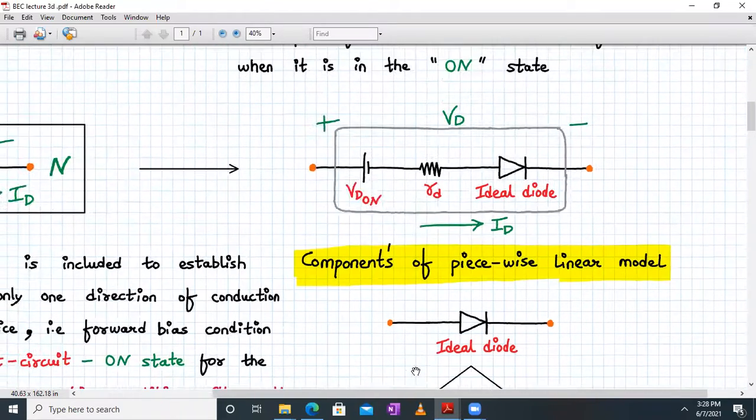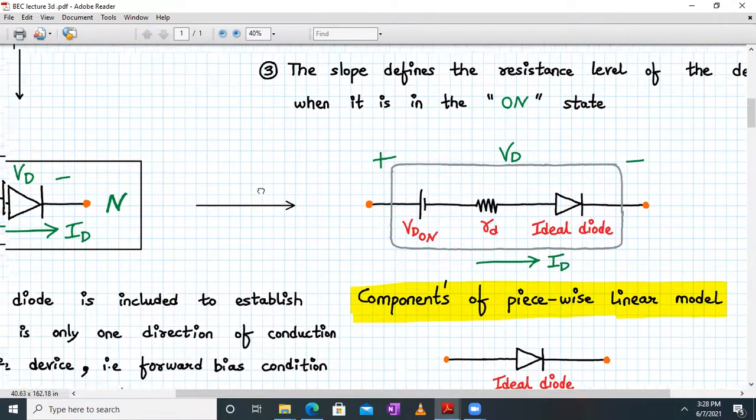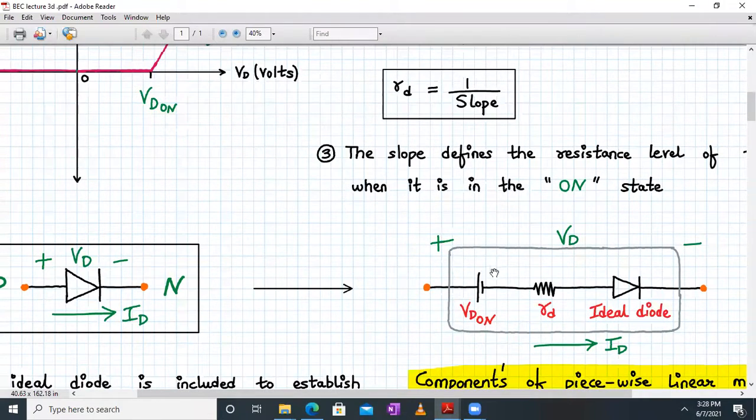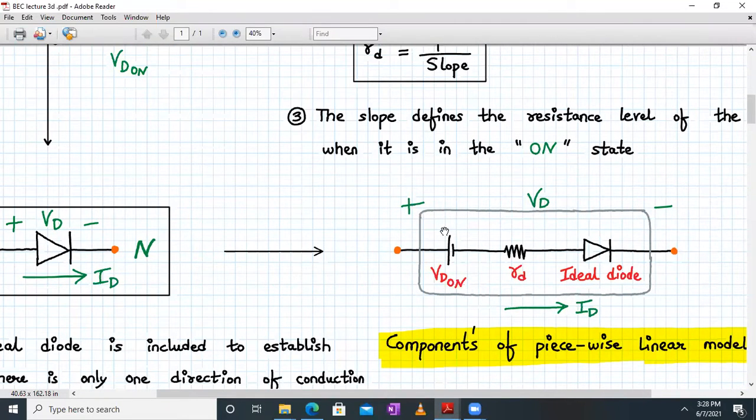Now we will see why we use VD-on. A battery is connected over here. Basically, a silicon diode does not reach the conduction state until the turn-on voltage reaches around 0.7 volts, okay, 0.7 to 0.8, something like this. Therefore, a fictitious battery VD-on appears in the model, representing that the diode requires VD-on voltage to turn on. Okay, it is not an actual battery; it is just a representation.